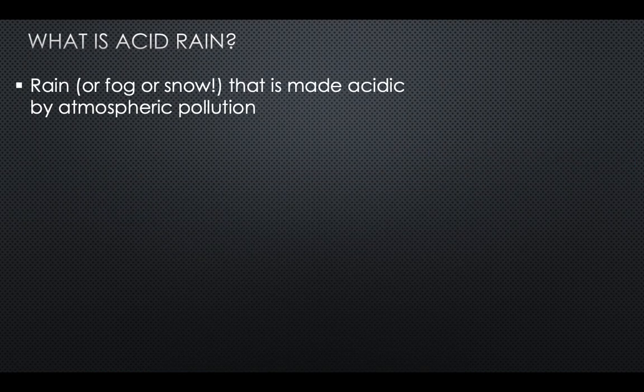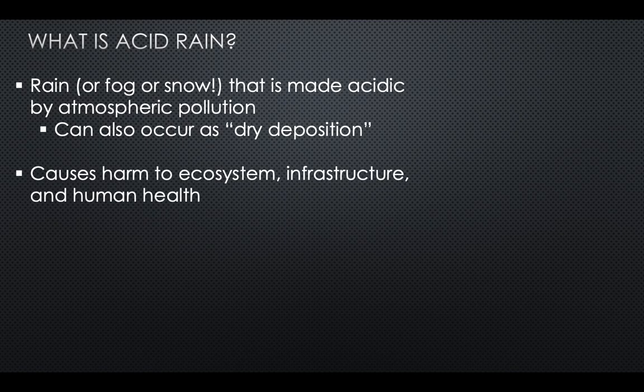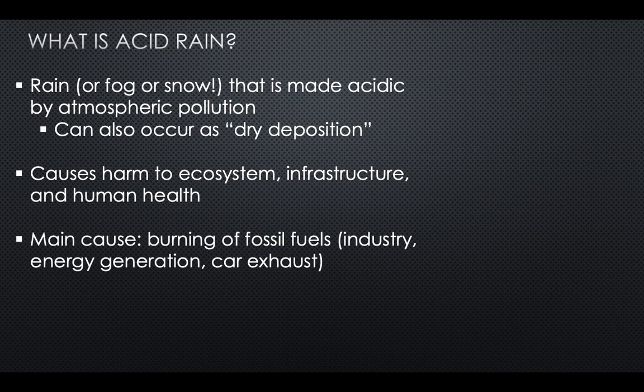So what is acid rain? Acid rain really is any type of precipitation, so it's not limited to rain, that's made acidic by atmospheric pollution. It can also occur as dry deposition, as these pollution particles kind of cling to buildings and then later react with water vapor in the air. Either way, no matter how it occurs, it's going to cause harm to the ecosystems, all of our infrastructure, so our buildings, bridges, etc., and it does actually impact human health.